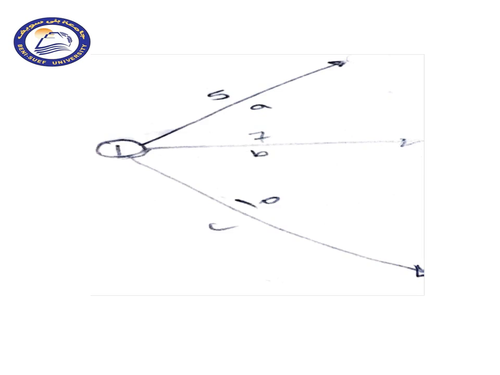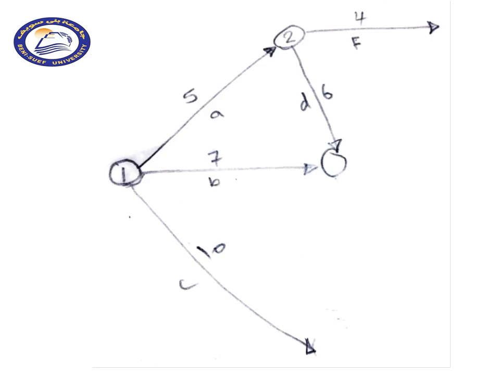When we go back to the exercise, we will find that activity D will have 6 points of time. Activity F will have 4 points in time. Here we can see that activities D and F are waiting for activity A to finish in order for them to start.